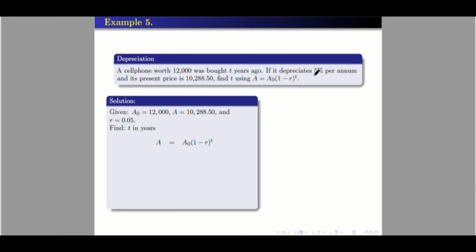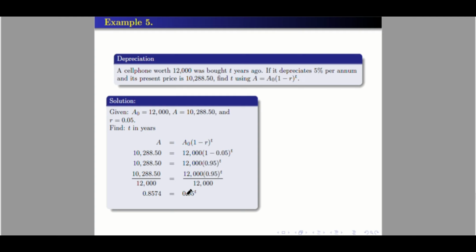And the rate, our R for depreciation, is of course 0.05. So 5% divided by 100% is 0.05. So now let's compute. Let's substitute these values. And 1 minus 0.05 is 0.95. Then divide both sides by 12,000. So we have this value.